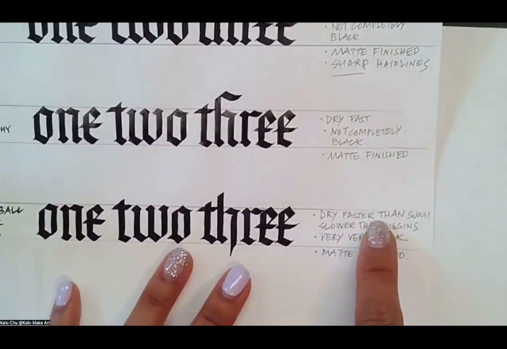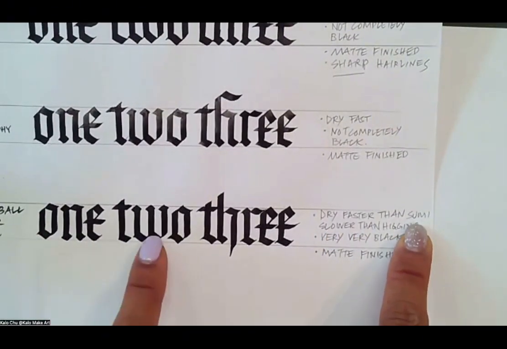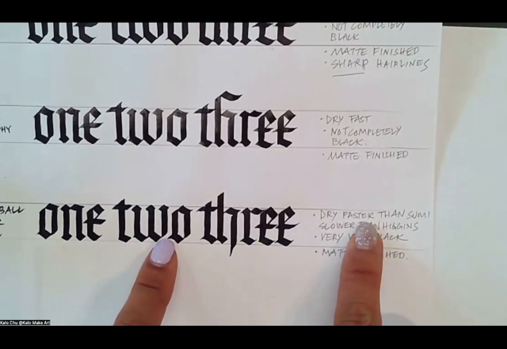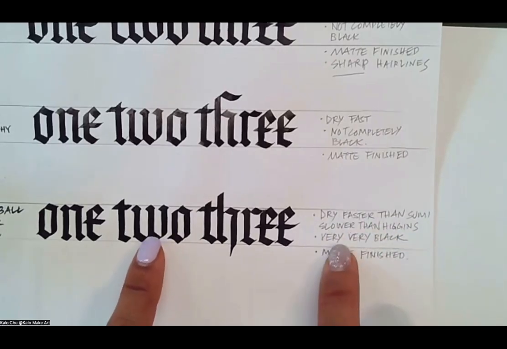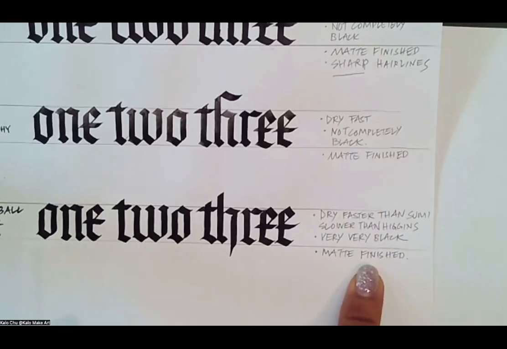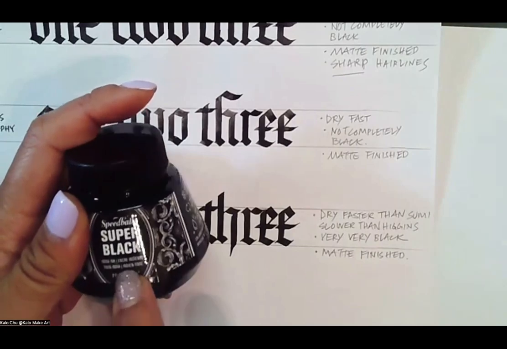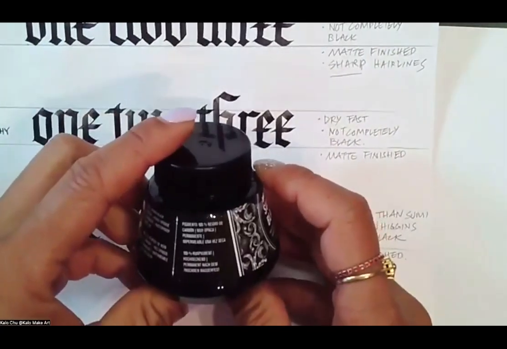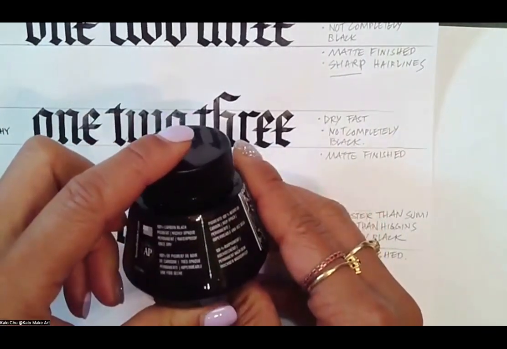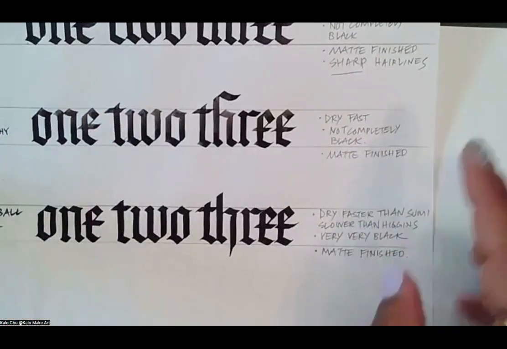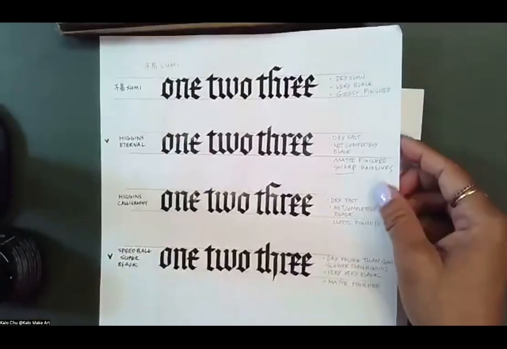I wrote that it dries faster than Sumi. It still takes a bit of time to dry because it's high pigment, right? When it's high pigment, it will be more opaque, more black, but it dries still faster than Sumi, slower than Higgins, and it's very, very black and it has a matte finish. And I believe it's waterproof. It must be written here somewhere. Yeah, I remember it's waterproof because I thought, wow, this is such a great ink, especially for commission work. Anyway, so this is a little comparison I did.